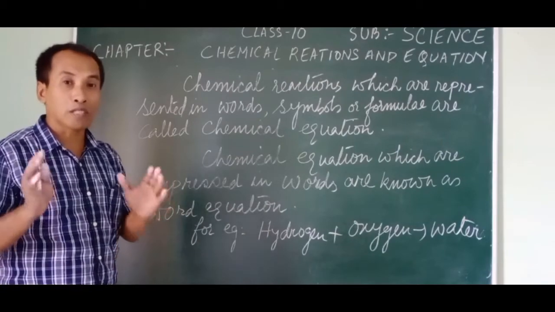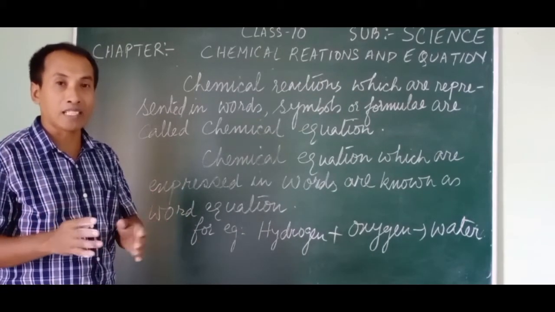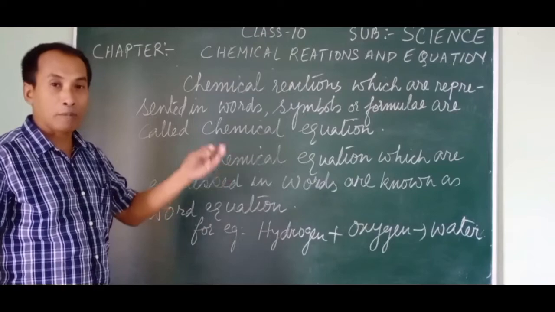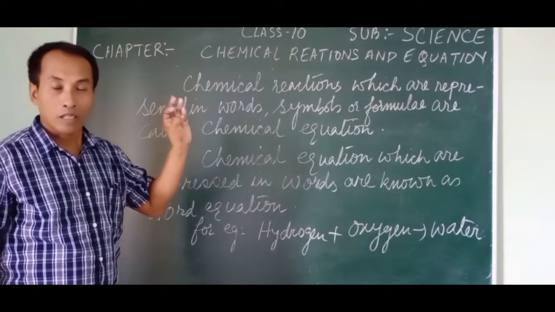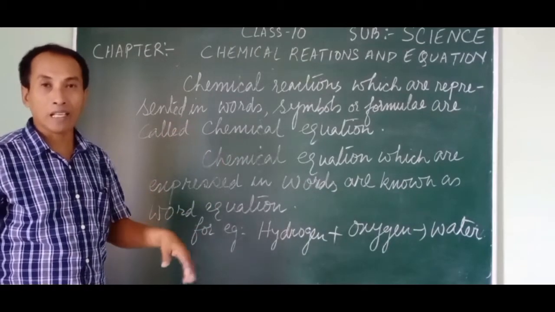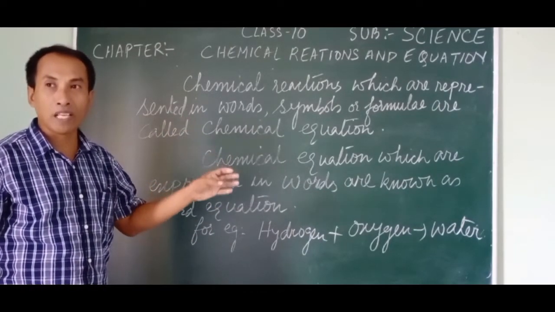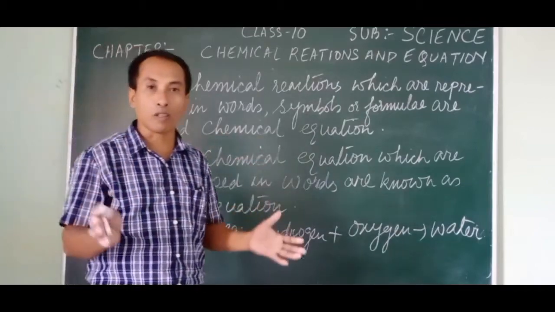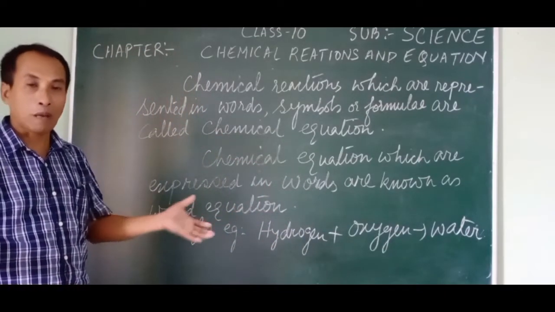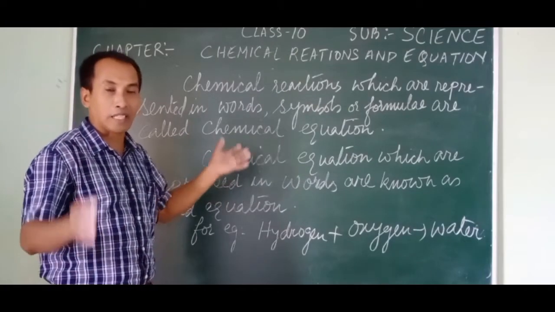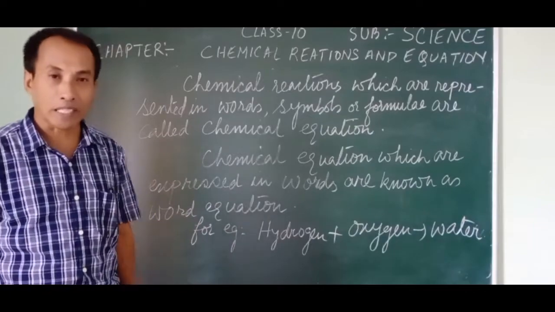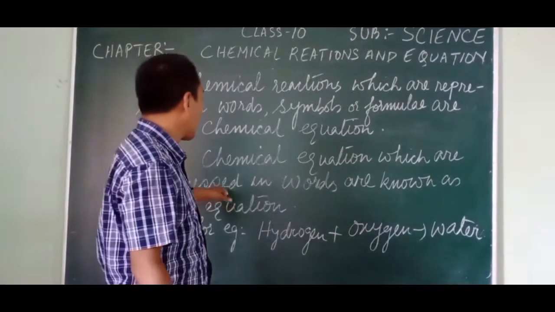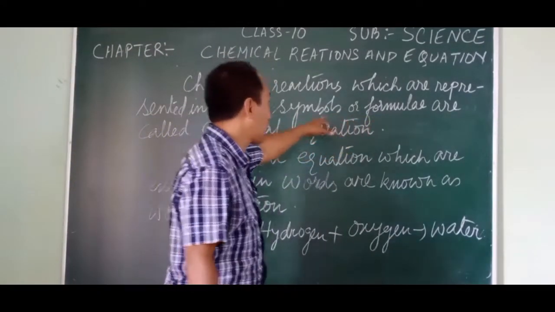In short, what I would like to say is that whatever you have studied in class 9, you will have to memorize back the symbols and the formulas. For example, hydrogen H, helium He, lithium Li, beryllium Be, boron B, carbon C, nitrogen N, oxygen O. All those symbols you have to memorize as you come back to class 10, the symbols and the valency and everything. So when you know the symbols and the valency, you will be able to write it in terms of formula.